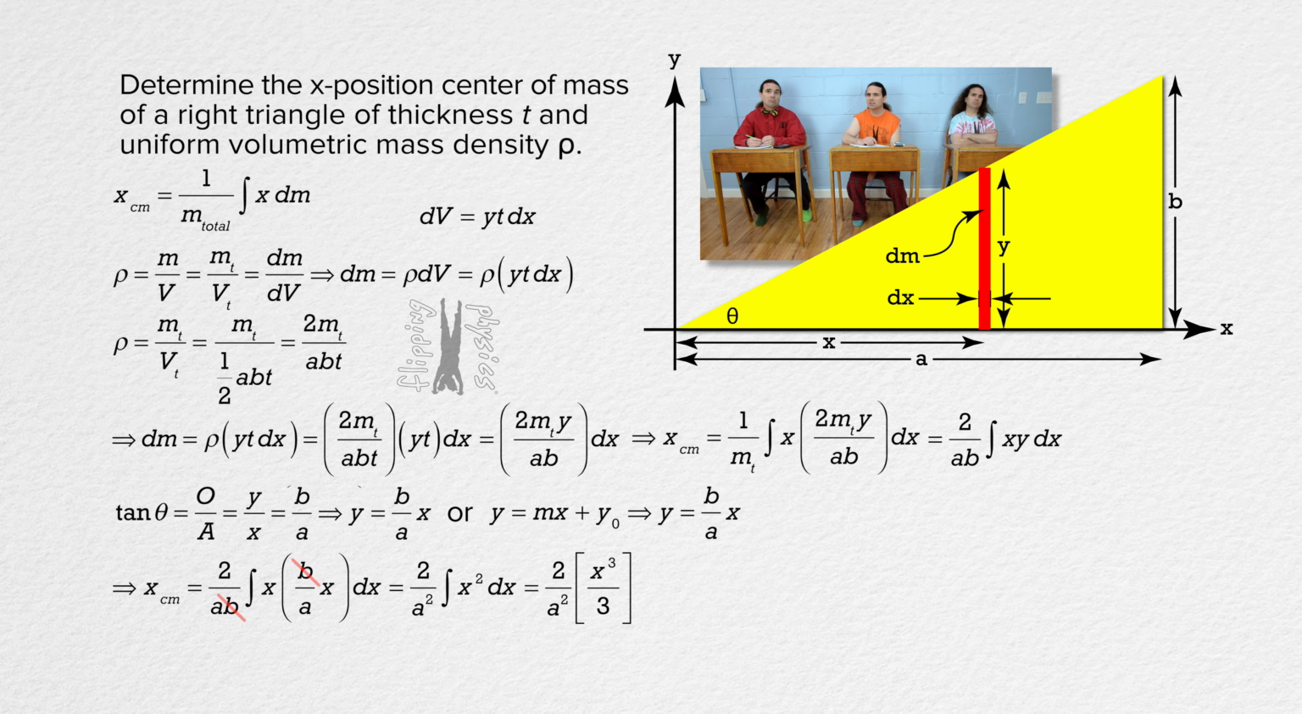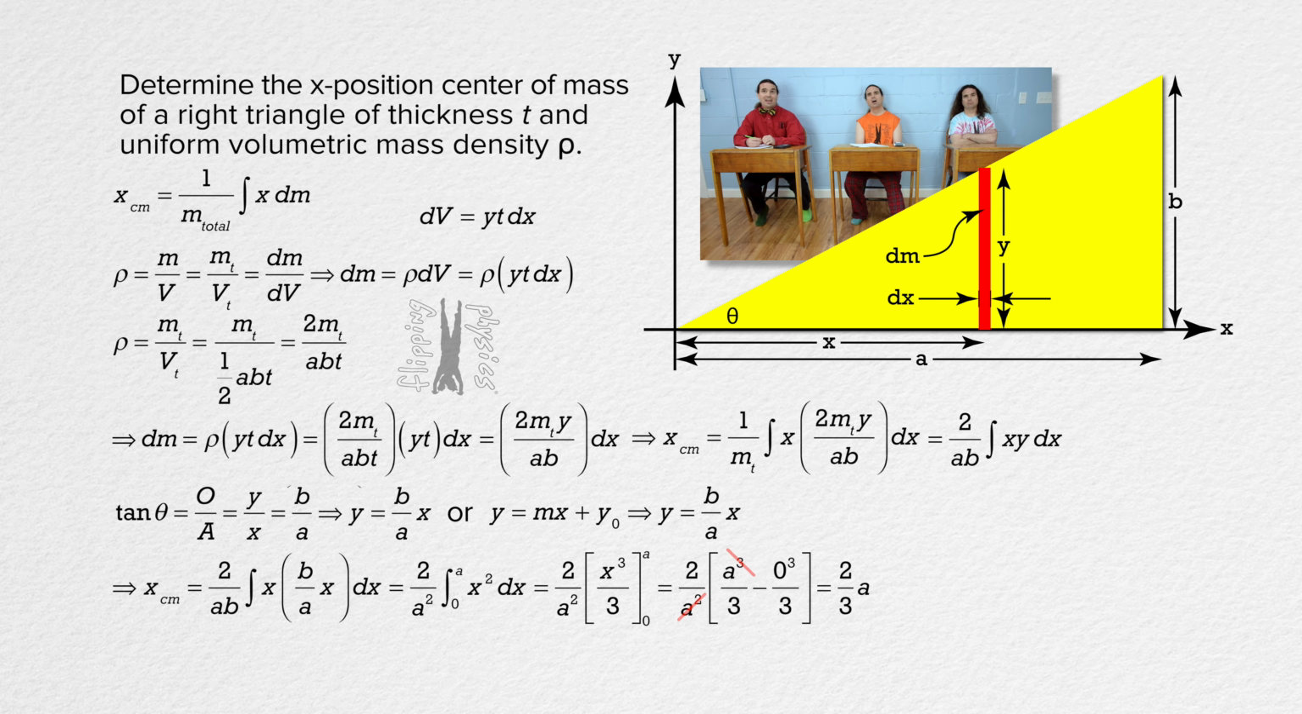But is this a definite or indefinite integral? Definite integral. The x position of dm varies from 0 to a, so it is a definite integral with limits that go from 0 to a. Right, and when we substitute in our limits, we get, well, a cubed over a squared is just a, so the x position of the center of mass of a uniform triangle with thickness t equals 2/3 a, or 2/3 times the base of the triangle.